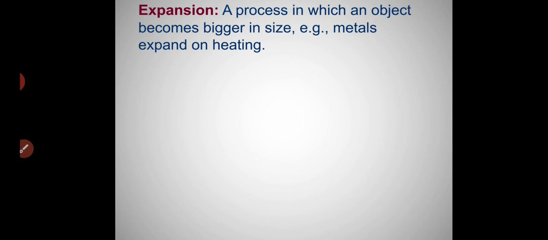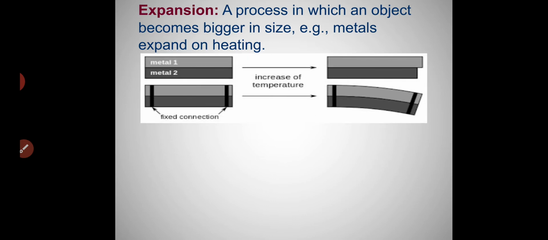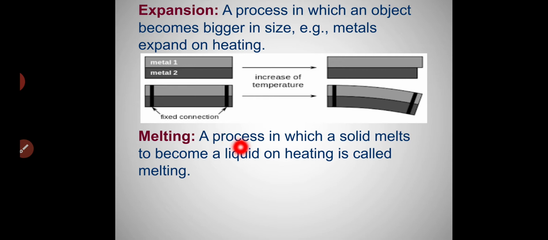Now, what is expansion? A process in which an object becomes bigger in size. Yes, an object becomes bigger in size. Or it may be able to be bent, right? So, when we heat a metal to a particular temperature, it becomes soft and it will expand in its size. You may see how the metal is bent, right? Now melting: a process in which a solid melts to become a liquid on heating is called melting.